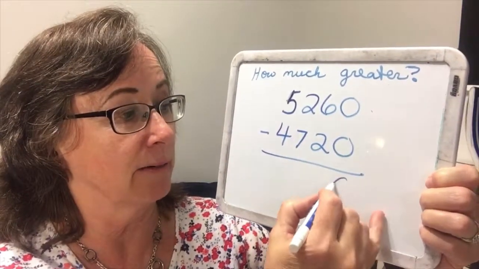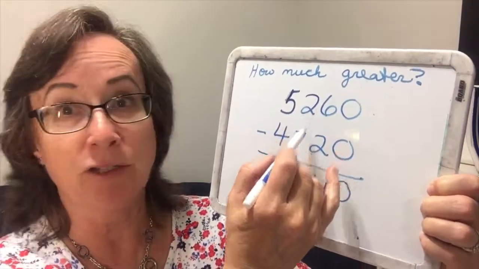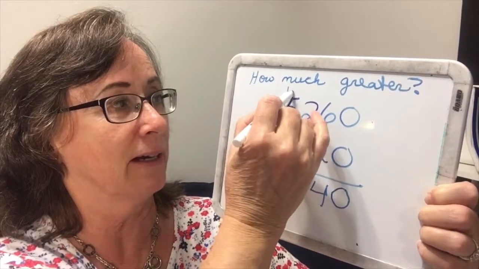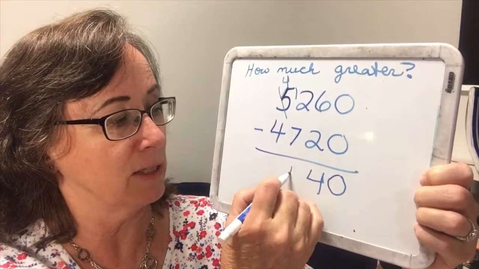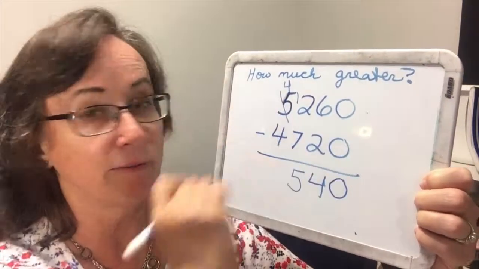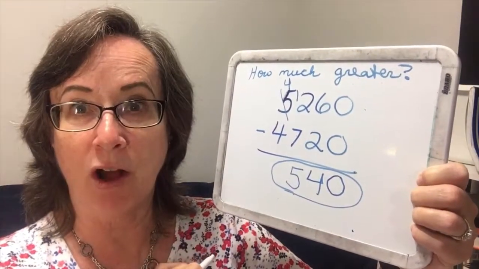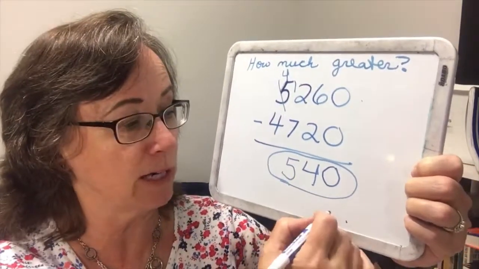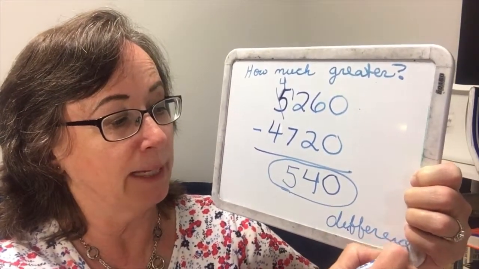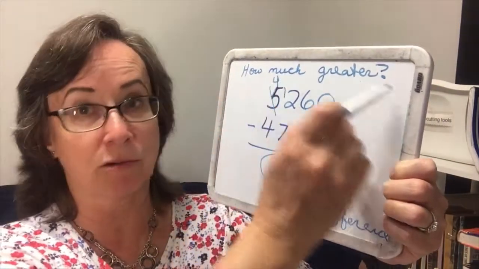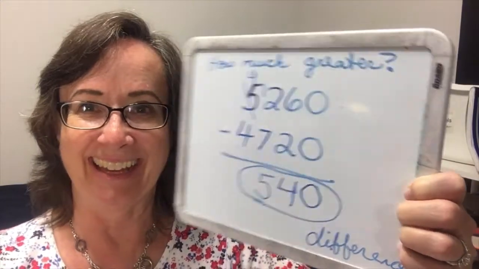0 minus 0 is 0. 6 minus 2 is 4. And then we need to borrow, don't we? So we'll come over here, take 1 away, 12, take away 7 is 5, and 4 take away 4 is just 0. So 540, and we call the answer to a subtraction problem the difference. But because of our problem, we would say, how much greater was the question? Well, 540 greater. And there's your problem.